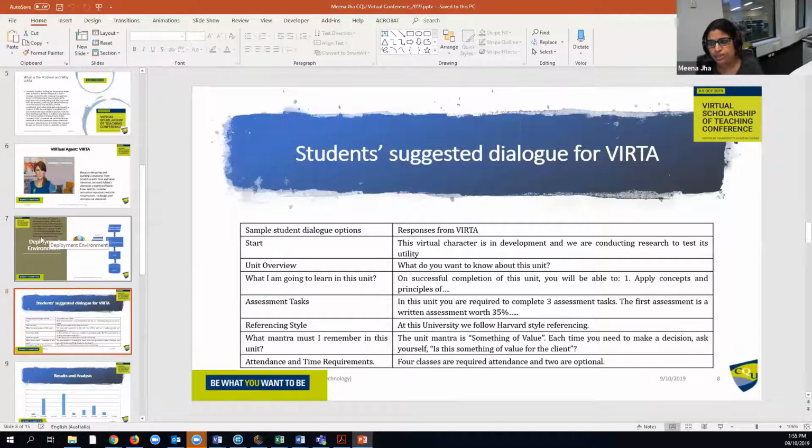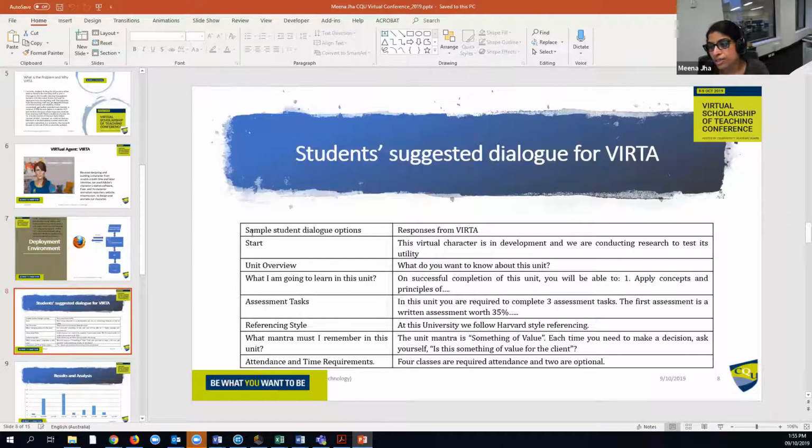When we use this VIRTA, we created a dialogue as students would ask the teacher what kind of assessment this is, what I need to do in this assessment, or any specific questions. So we developed a dialogue for how students are going to ask the teacher. There are some sample dialogues I have provided over here, but the repository is huge.